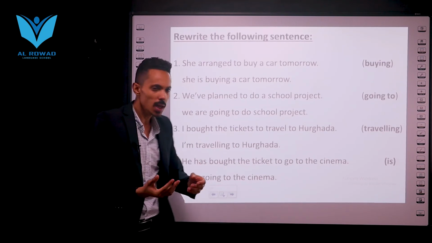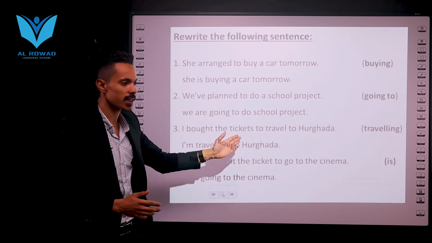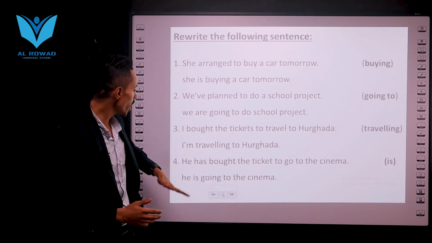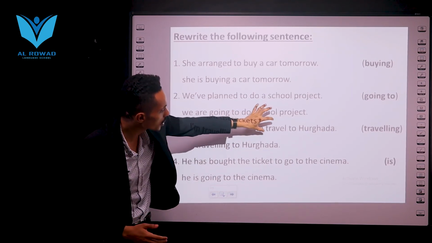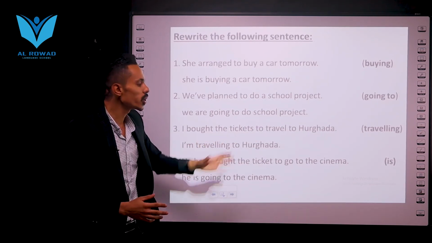What shall I do? I will skip "bought the tickets to" and write the present continuous. Put "travel" in the present continuous. So: I'm traveling to Hurghada.